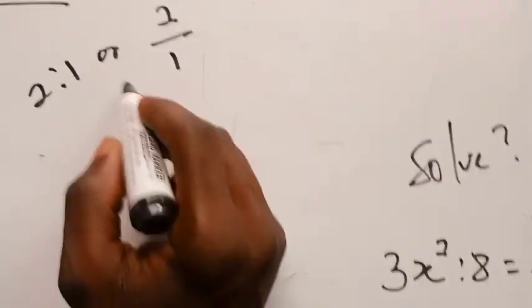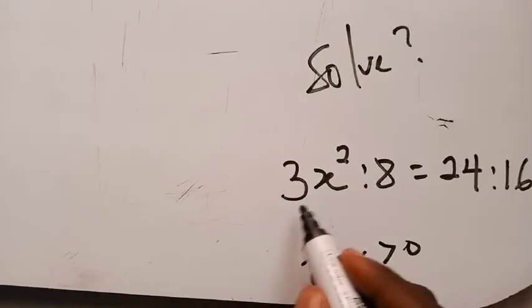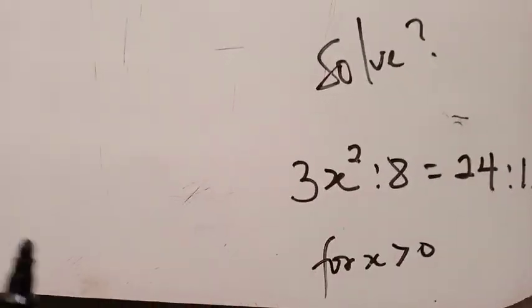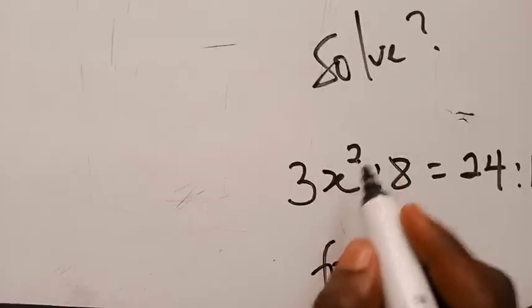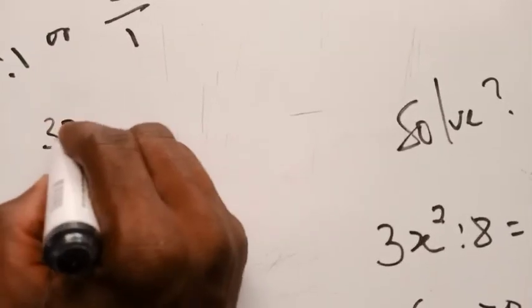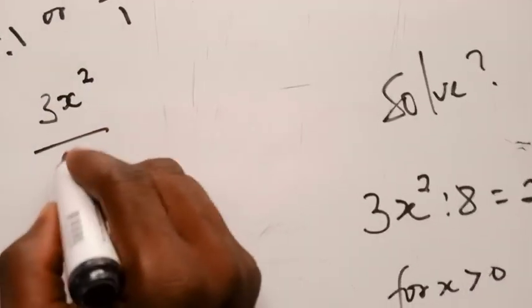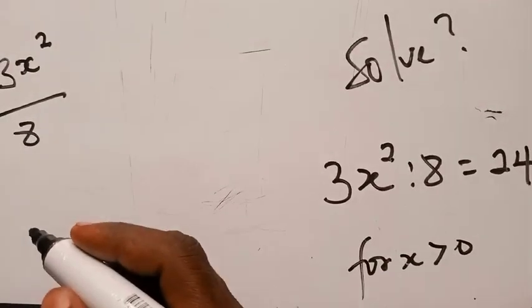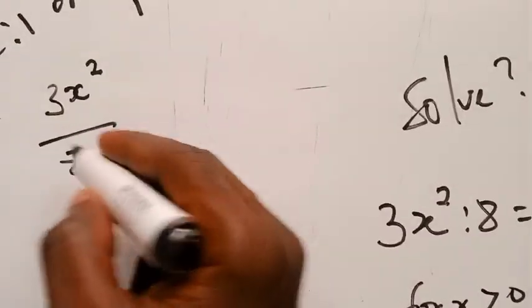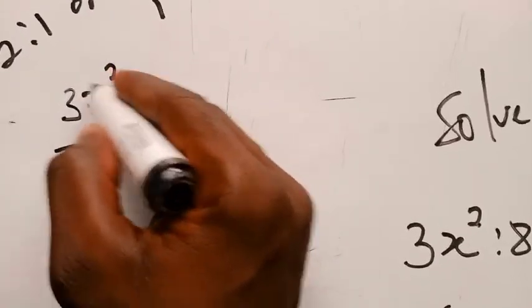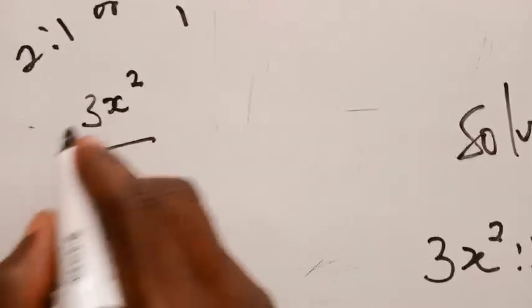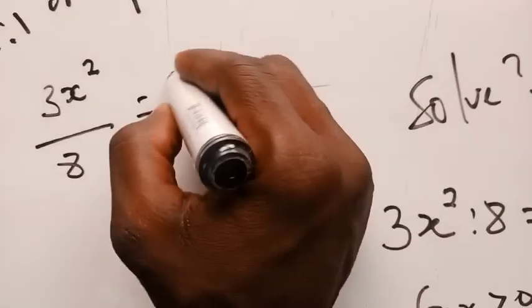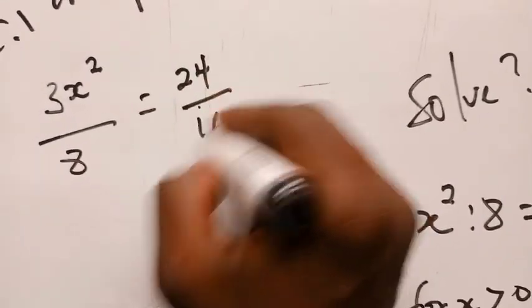So if that is the case, why don't we bring our idea to this, and let's say 3x squared. We don't know this 3x squared, so let's have it just simple like that. So 3x squared people are sharing 8 things. Is that okay? So this thing can be x, this thing can be anything, because this number here can be anything of this variable. So everything is going to be equal to 24 over 16.